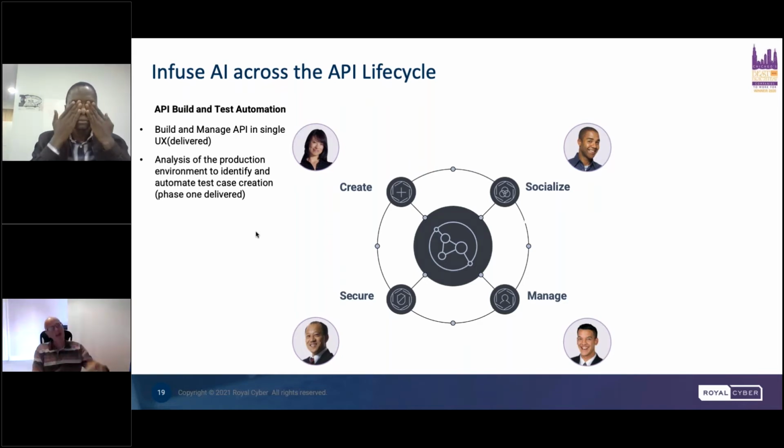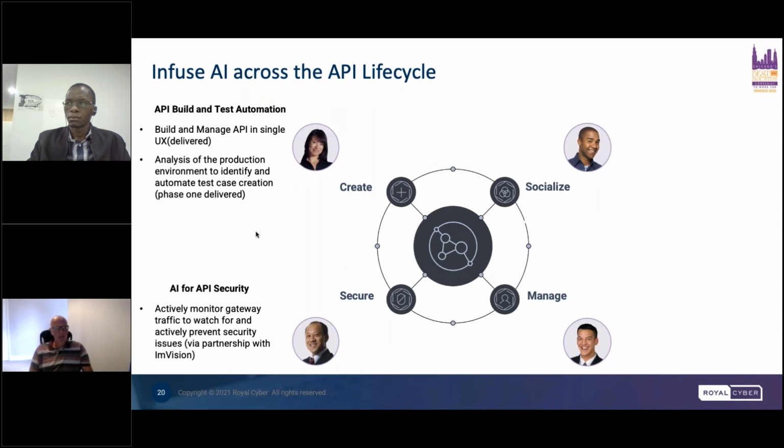Then I think the next stage of that is, once the API is deployed, how can we use AI to monitor what's going on from a security level? So how can we monitor gateway traffic to watch for and prevent security issues as they come up? And we're also working on this via a partnership with a company called InVision. And then if we think about how I can use AI if I manage APIs, well, we use AI to analyze across your APIs who is using them, what business value could be derived, and what new APIs could be used as a result of that analysis. And also on the socialized front, how can I understand what APIs I have, what they do, and use that to build intelligent relationships in the future?